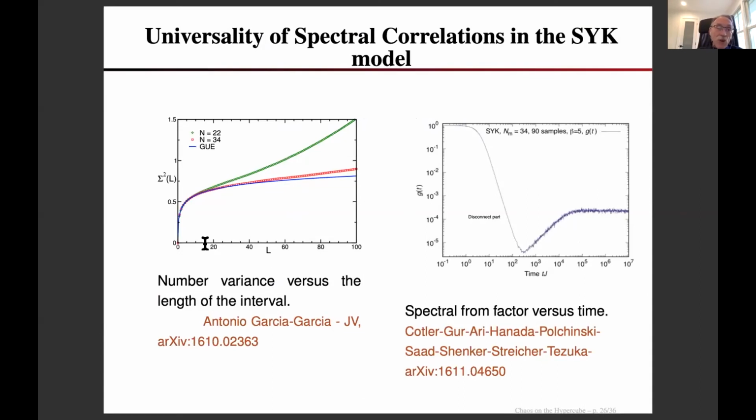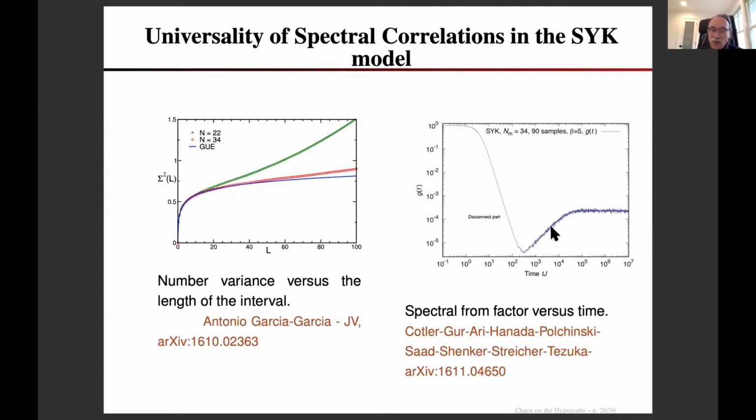For the SYK model, what we see is that the number variance versus the number of intervals agrees very well with random matrix theory, in this case the Gaussian unitary ensemble, for a while, and then it starts deviating. These deviations are quite well understood now. Whereas the spectral form factor has this shape. This was obtained by Cotler et al. And so it has a flat piece here that corresponds to the linear part here.